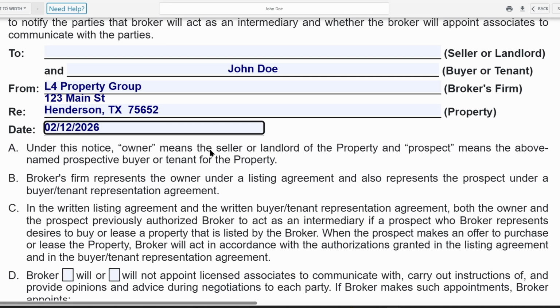B says the brokerage firm represents the owner under a listing agreement and also represents the prospect under a buyer/tenant representation agreement. Again, to clarify, you have to have both signed. You have to have the listing agreement signed by the seller and the buyer rep agreement signed by the buyer, or you're not entering into an intermediary relationship.